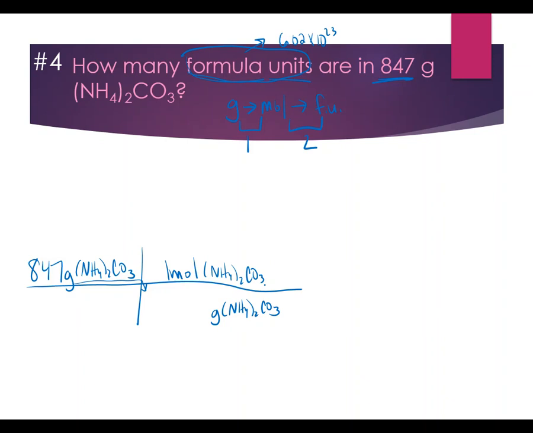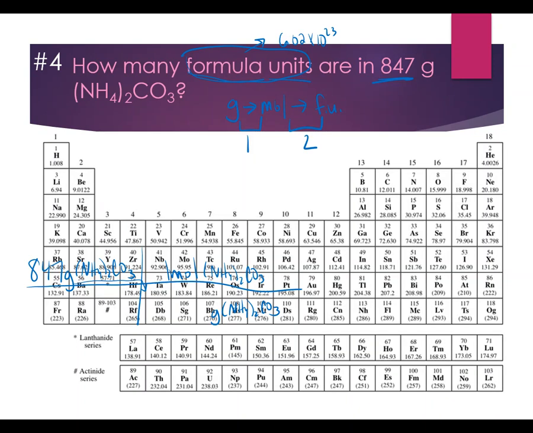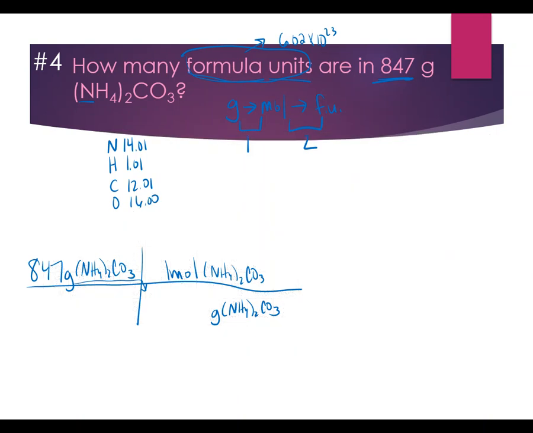So before I continue, I need to do the molar mass. I need the periodic table. So I have nitrogen, and if I round this to 2 decimal places, that's 14.01. I need hydrogen, which is 1.01. I need carbon, which is 12.01. And I need oxygen, which is 16. Now that I've found my values, I can get rid of my periodic table.